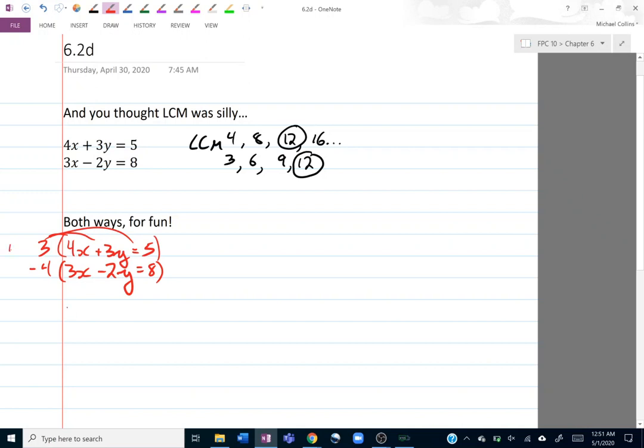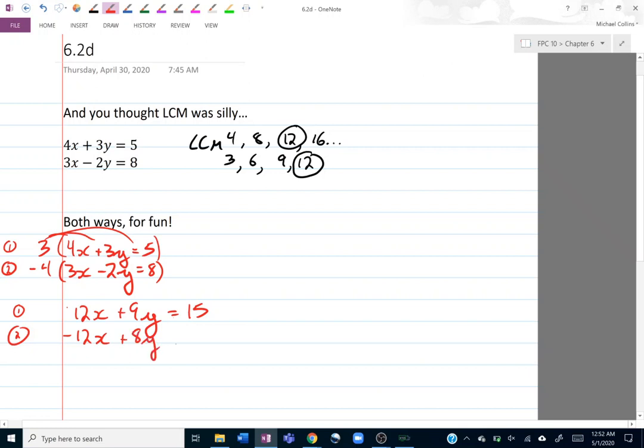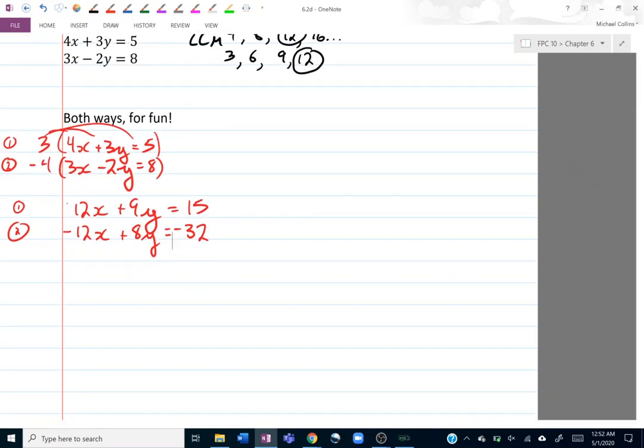I'll just number these again because it's nice to be able to talk about them with numbers. I end up with a 12x plus 9y is equal to 15. And I get a negative 12x plus 8y, since a negative times a negative is a positive, is equal to negative 32, except I'm going to lose that negative sign. It's kind of lost in my equal symbol. There we go. Cool. And now I'm just going to add them together.